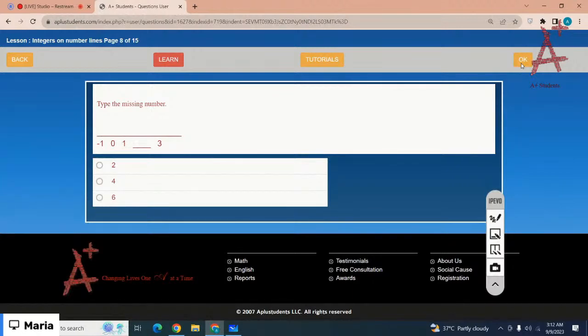Okay, type the missing number. Which number is missing? Yes, very good. That would be 2. The correct option is 2.